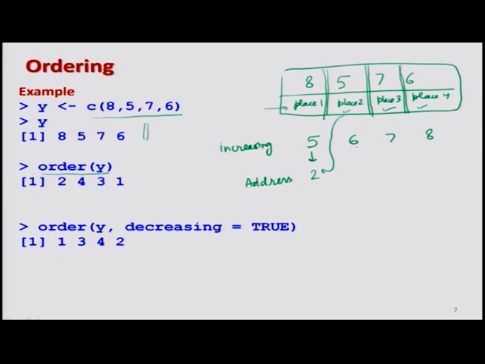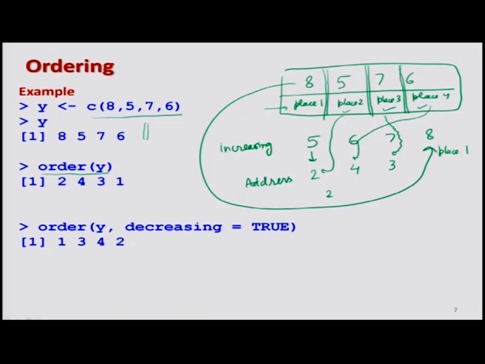This is saying that value 5 is at the second order, or at place number 2. What about 6? 6 is at place number 4. What about 7? 7 is at place number 3. And what about 8? This 8 is somewhere here, and the address of the place of 8 is 1. So now I should get a vector 2, 4, 3 and 1, which denotes the addresses of 8, 5, 7 and 6, and this is what we are getting over here.